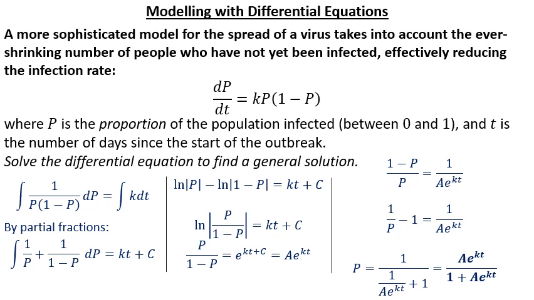Looks a bit messy, but remember we can multiply any fraction by the same thing top and bottom. So if we multiply the entire fraction here on the top by a e to the kt and on the bottom by a e to the kt, then some things cancel out nicely and we end up with something a bit more elegant. P equals a e to the kt over 1 plus a e to the kt.